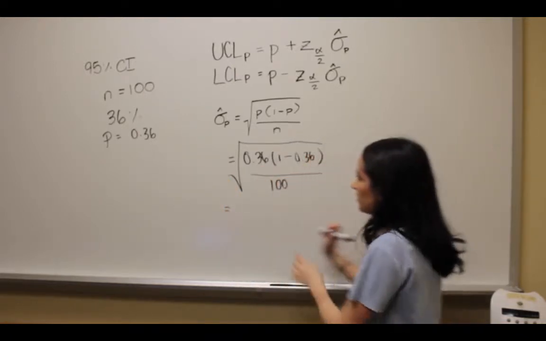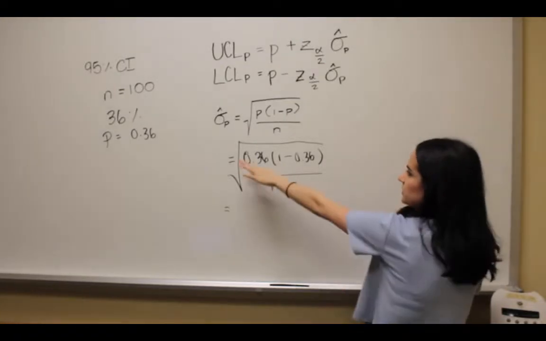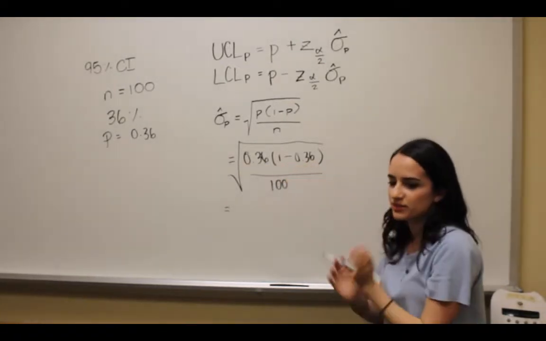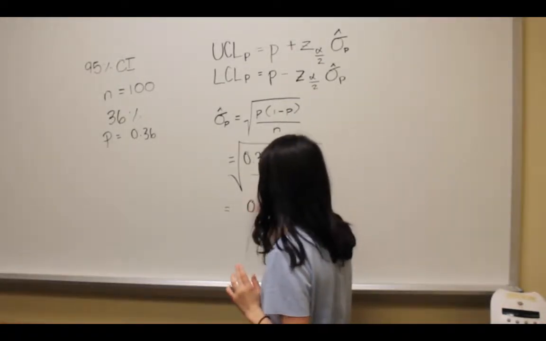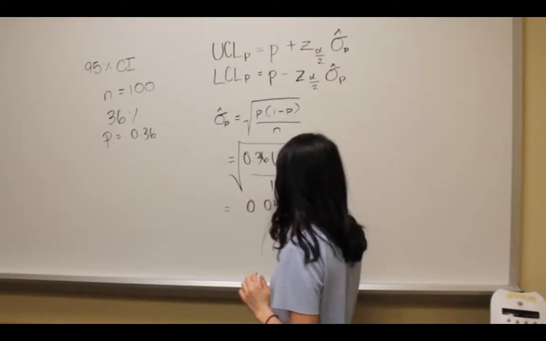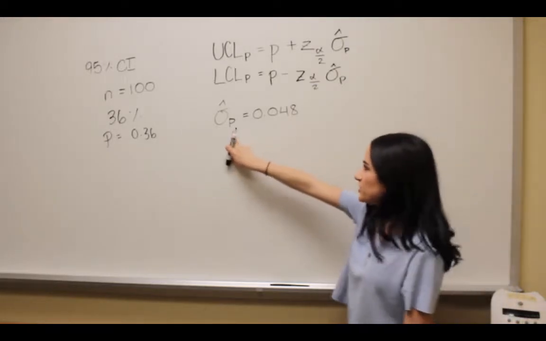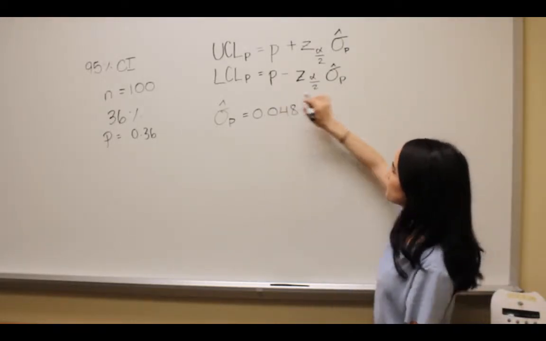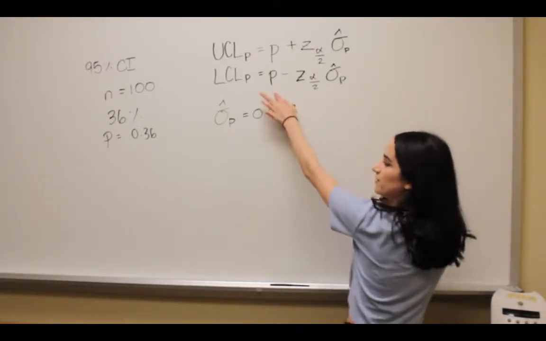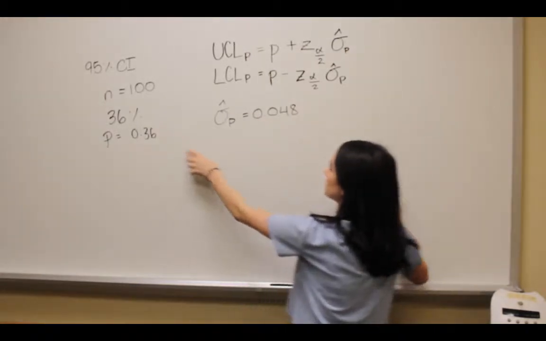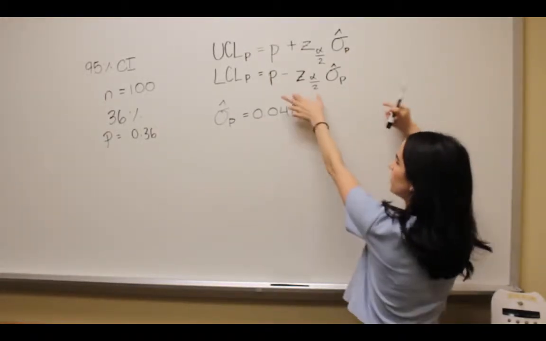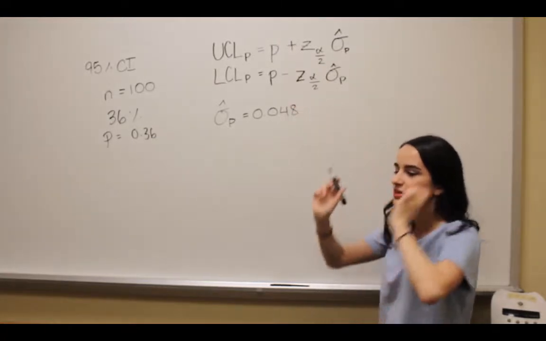So then we're going to solve this out, and you do 0.36, and then 1 minus 0.36, and we get 0.048. So now that we've solved for the standard error proportion, we're going to go back and solve for the rest of these variables. So far we already have P, because that's our proportion. We have standard error, so all we need now is this Z value.